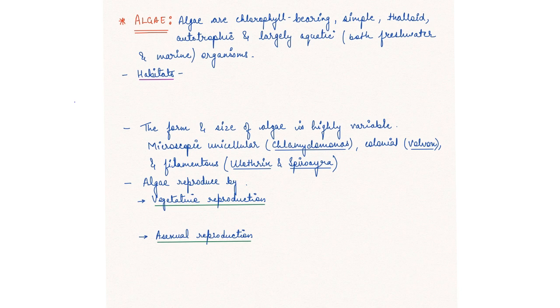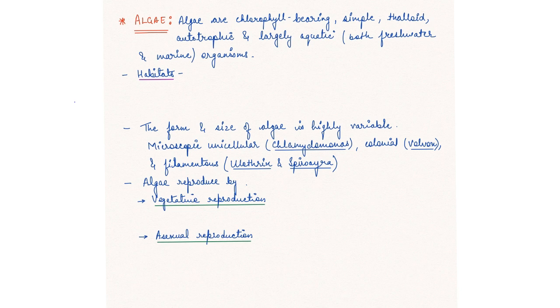So here are some of the basic features of algae. They are first of all chlorophyll bearing, and that is why they are autotrophic. They can prepare their own food, right? Then they are simple. The structure is very simple. They are thalloid and they are aquatic. Now by aquatic I mean freshwater and marine both.